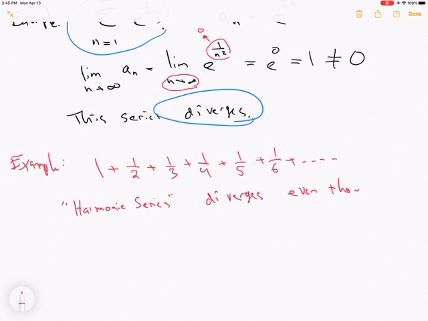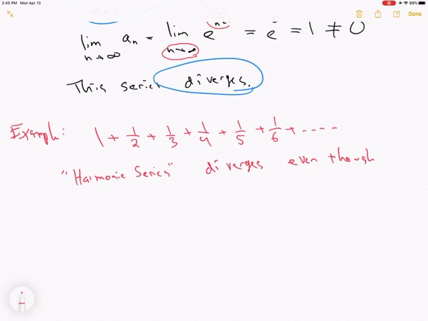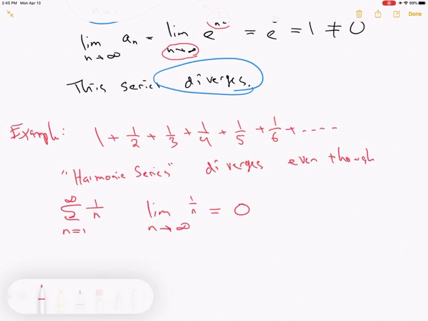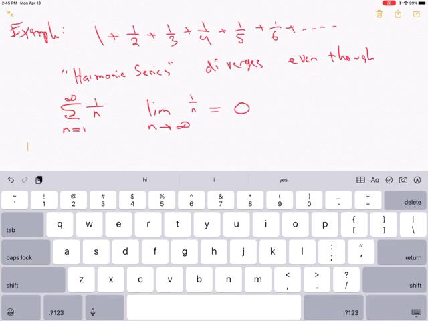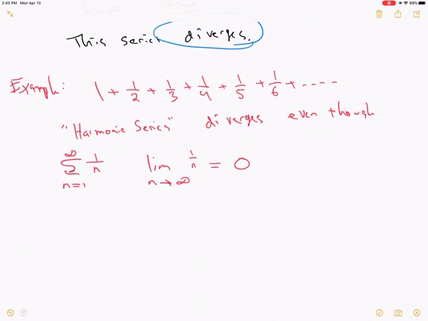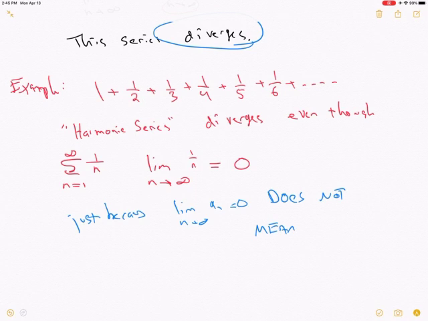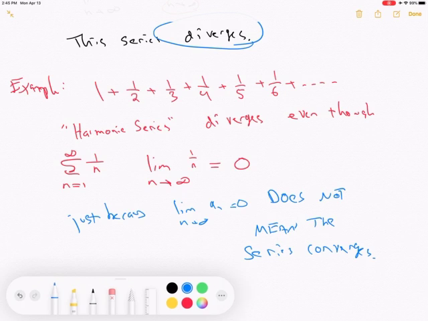Even though, so what does the series look like? This series is the summation, n goes from 1 to infinity of 1 over n. And if you calculate the limit as n goes to infinity of these terms, you actually get 0. So the point is that you just have to remember that just because the limit as n goes to infinity of a_n equals 0, it does not mean the series converges. Sorry, that's pretty bad handwriting.